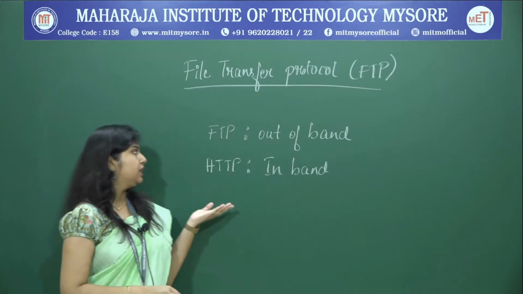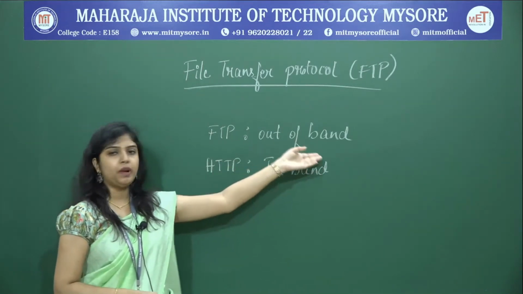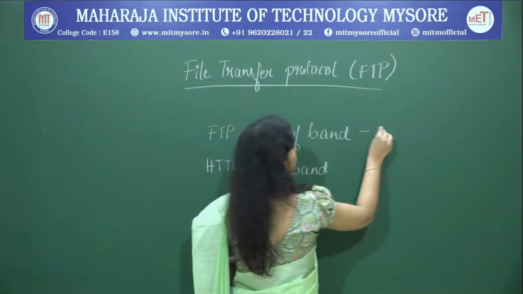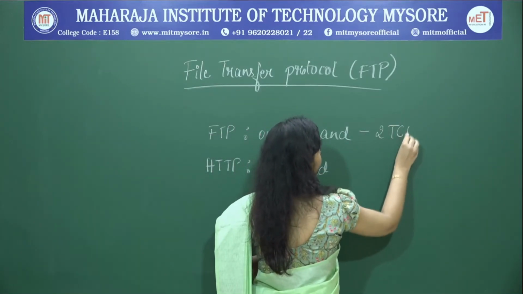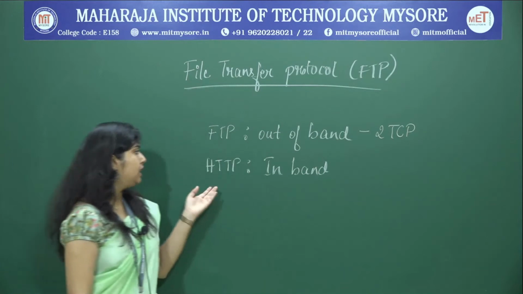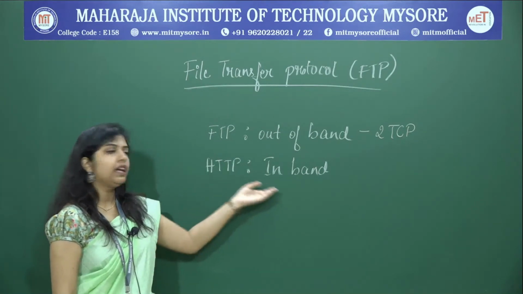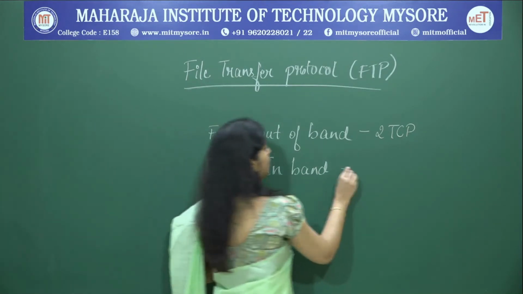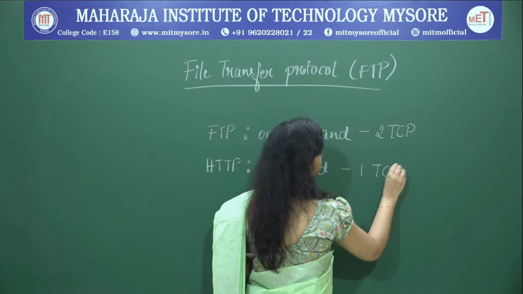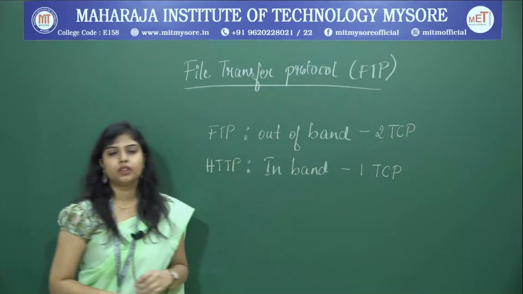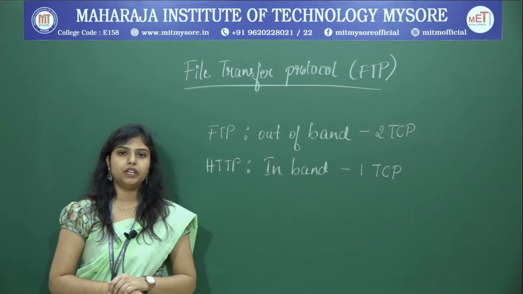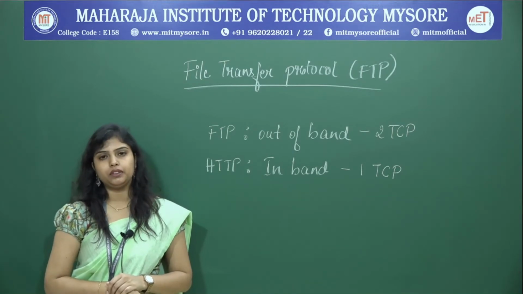That is what I have written here. FTP is out of band because it uses two TCP connections, and HTTP is in band because it uses a single TCP connection. So, this is the major difference between FTP and HTTP.